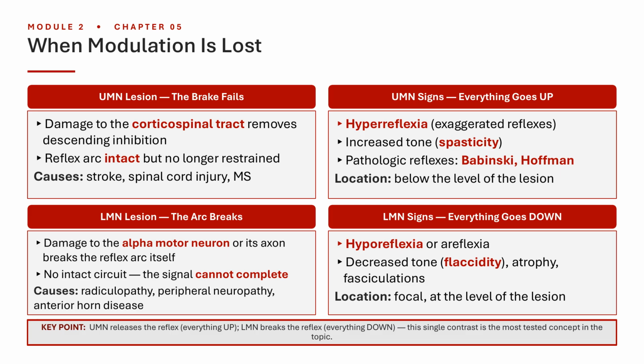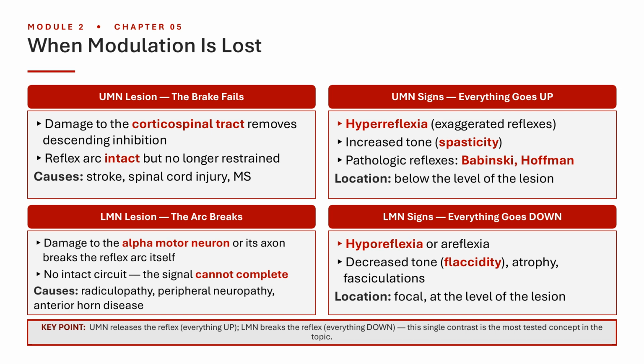When modulation is lost, two patterns emerge, and they are opposite to each other. Upper motor neuron lesion: the brake fails. The corticospinal tract is damaged. Descending inhibition to the spinal reflex arc is lost. The arc itself is completely intact, but without the brake, the reflex runs unchecked.